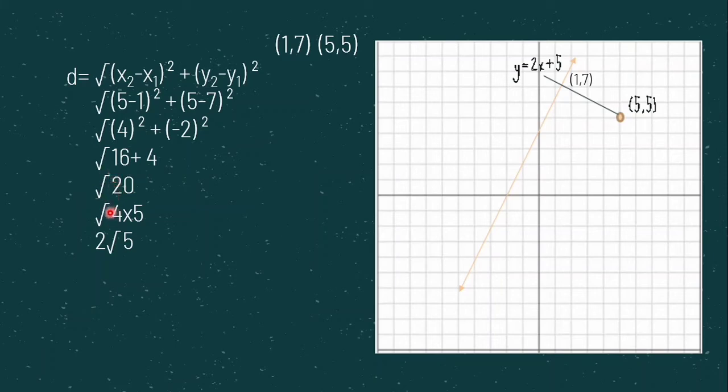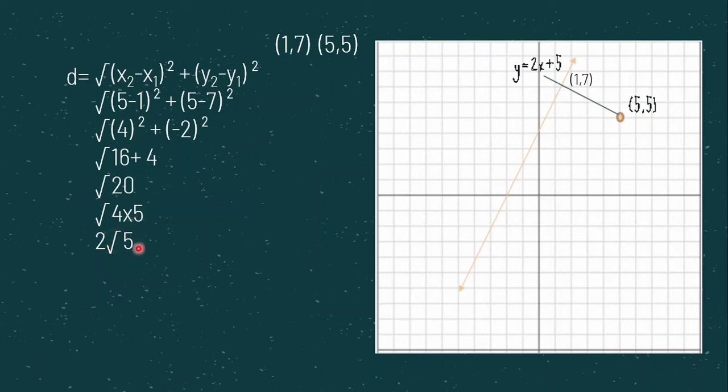Okay, so the square root of 20 is not yet the answer. These are multiples of 20, and 4 is a perfect square. So we're going to use 4 times 5. Then the square root of 4 is 2, and 5 isn't a perfect square.